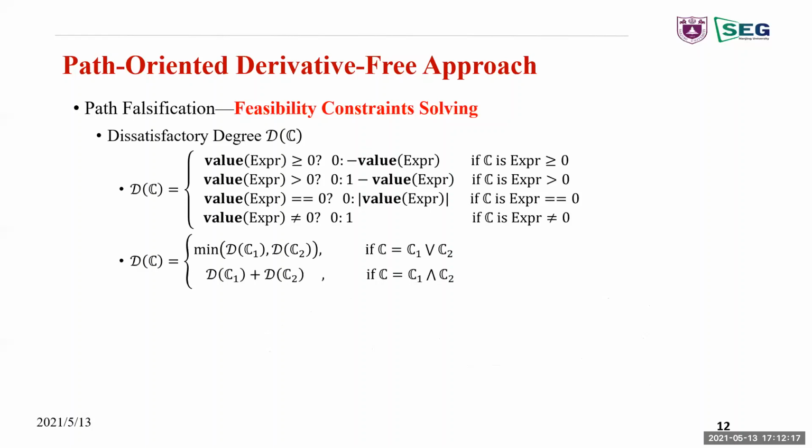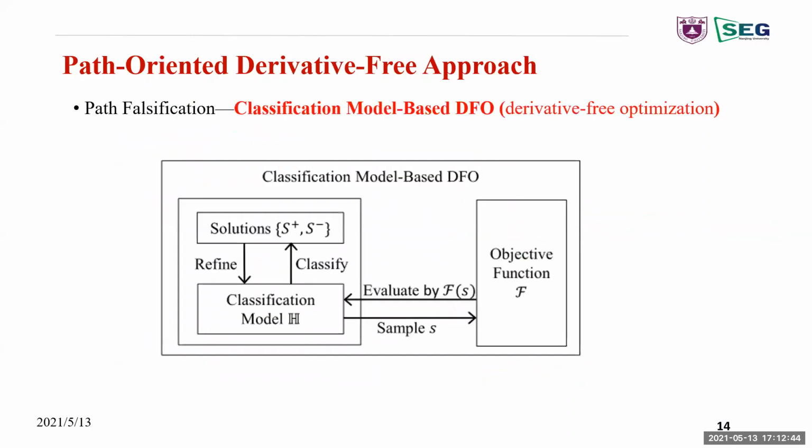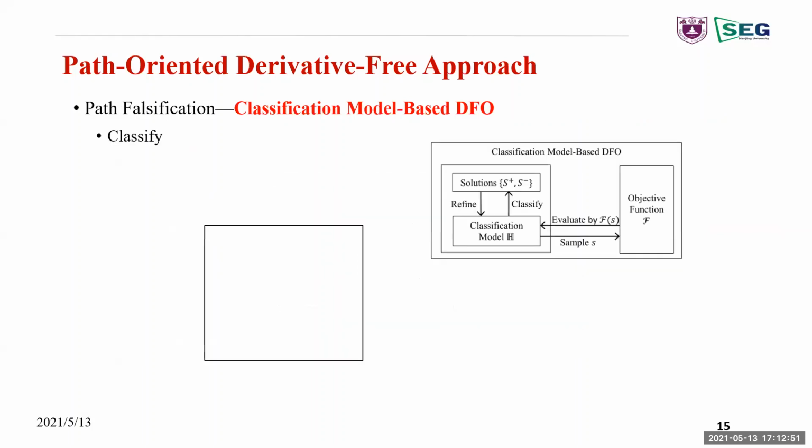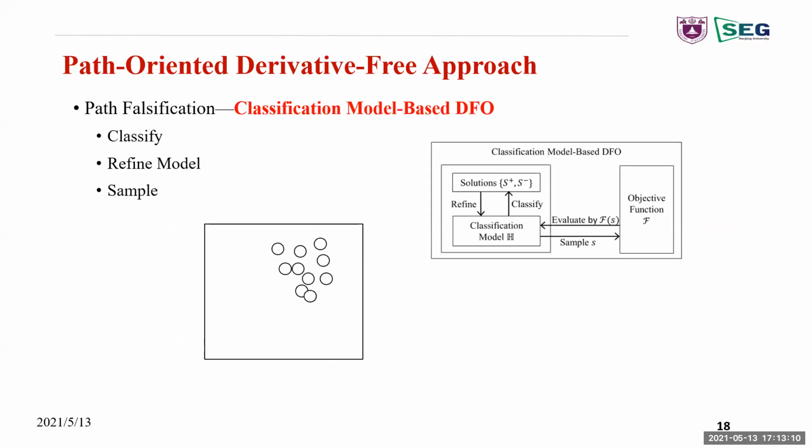We then define the satisfactory degree for C delta. The satisfactory degree is non-negative, and a smaller one implies better satisfaction of C delta. It would be 0 if and only if C delta is satisfied. Thus, the satisfiability of C delta is transformed into the minimization of DC delta. To solve this optimization problem, we propose a classification model-based derivative-free algorithm. Our DFO algorithm performs cycles of classification, model refinement, and sampling. In each cycle, based on the objective function, we classify samples into positive and negative ones. Based on these newly classified samples, we refine our classification model accordingly. Then we generate new samples from the refined model and begin the classification in the next cycle.